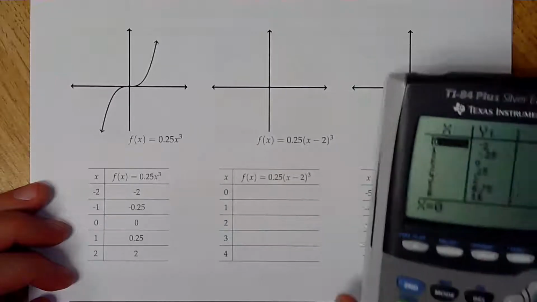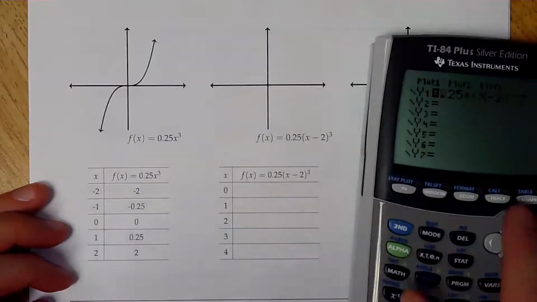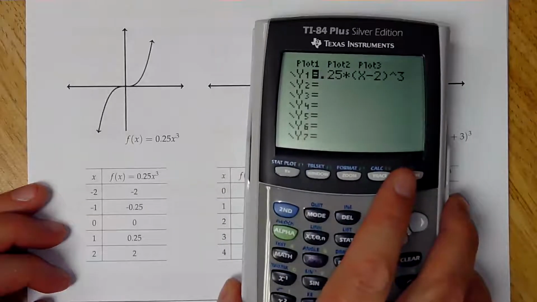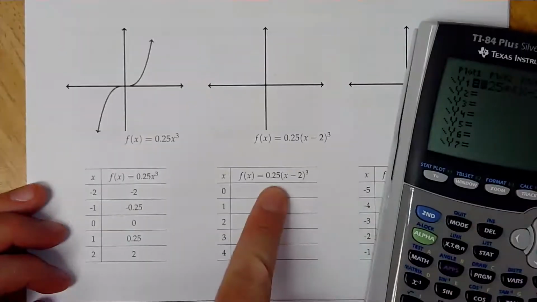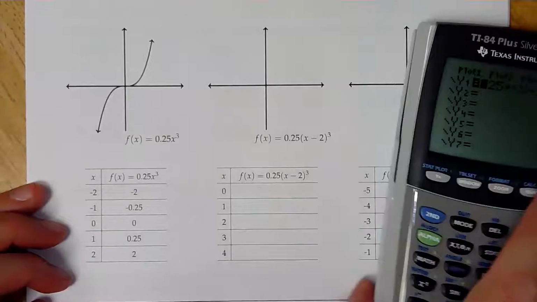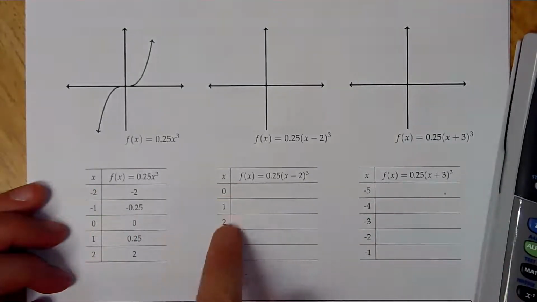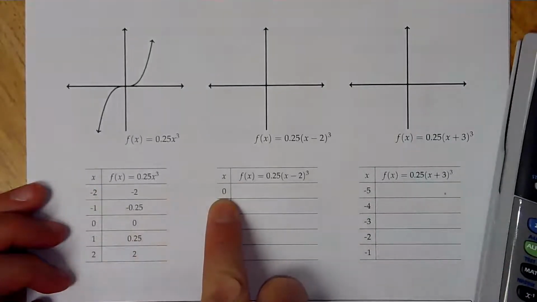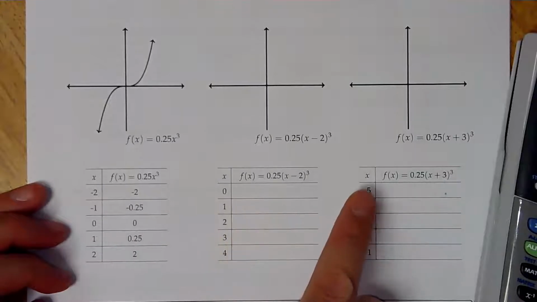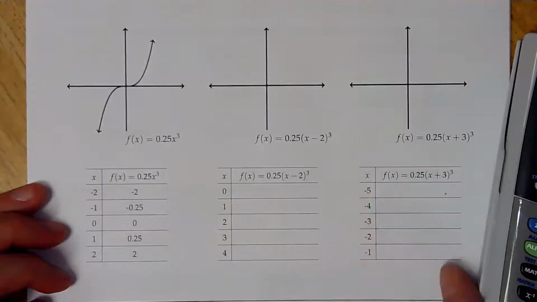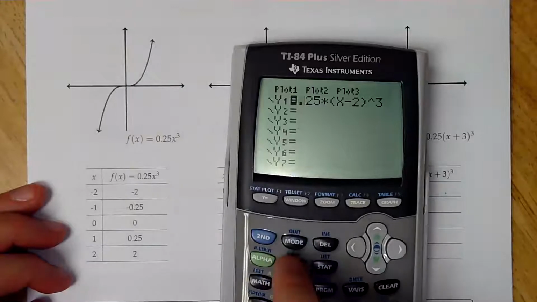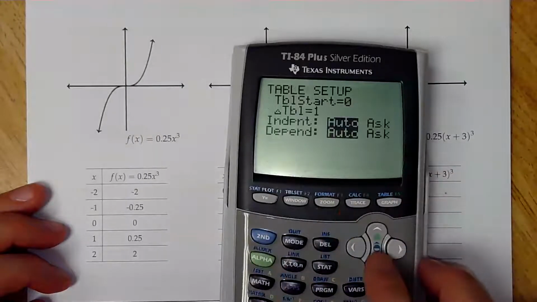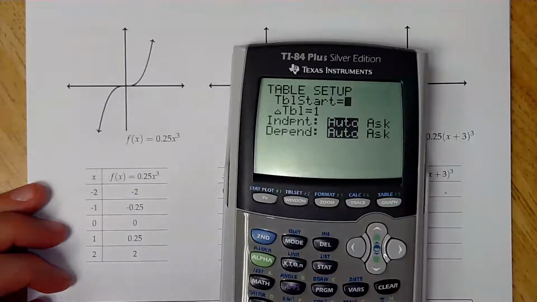So I would encourage you to use your calculator. You can go ahead and put that function in there if you're doing a graphing calculator. And then when you look at these, you'll notice that the numbers are not the same here. So this one starts at -2, this one starts at 0, and this one starts at -5. And there's a reason for that. So if you're using your calculator, make sure you change your table to start at whatever value you need it to. So if it starts at 3, you put a 3 in there or whatever.